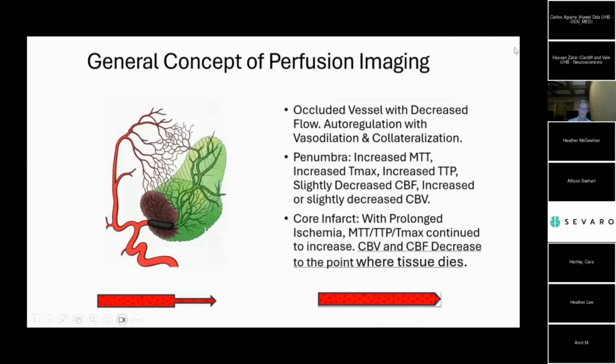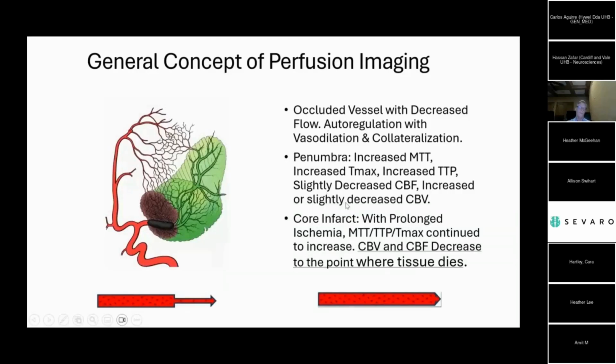So again, we talked about what happens. Vessels occluded, autoregulation, vasodilation, and collateralization. Now with penumbra, the mean transit time will increase a little bit. The Tmax will increase as well, as will the TTP. Remember, it's not as efficient of a system. The CBF, or the flow rate of blood cells into the brain tissue, will decrease.